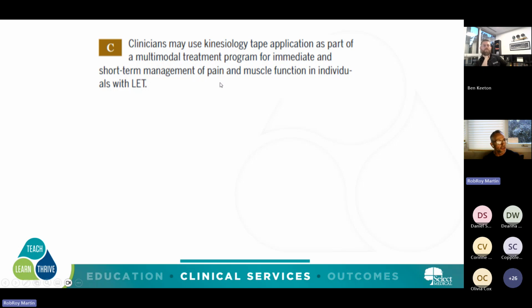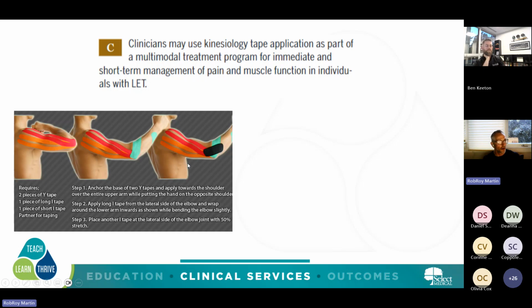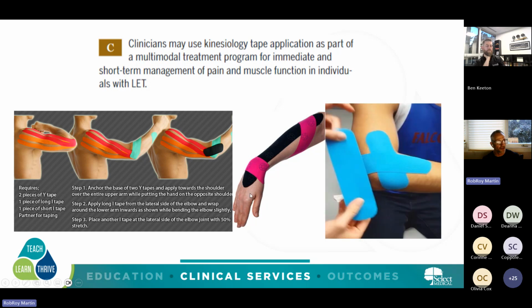So we're looking to decrease pain and improve muscle function. And here there are all kinds of different varieties of ways this can be applied, trying to offload that lateral epicondyle. Some simple ways that I find to be most effective is really you're just trying to use the tape as almost a wrist extensor assist mechanism and trying to offload that lateral epicondyle.